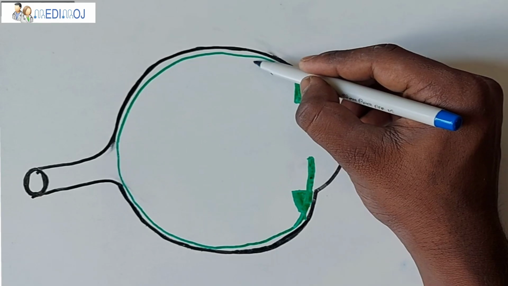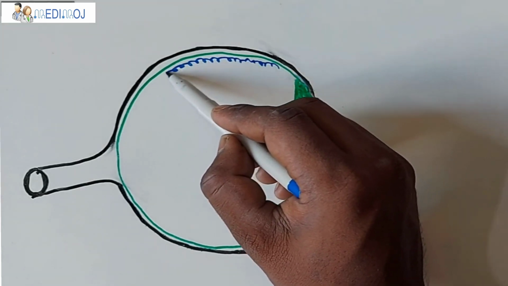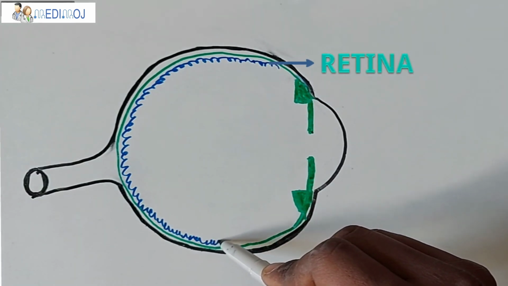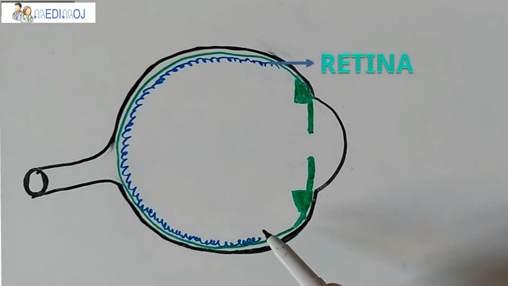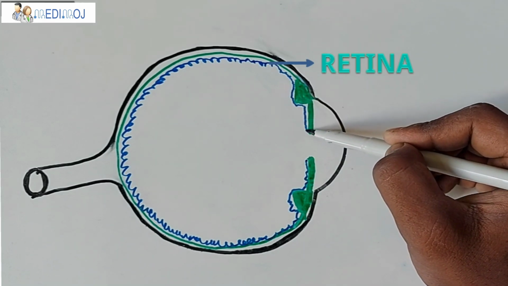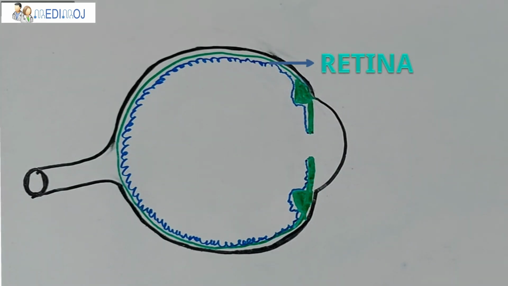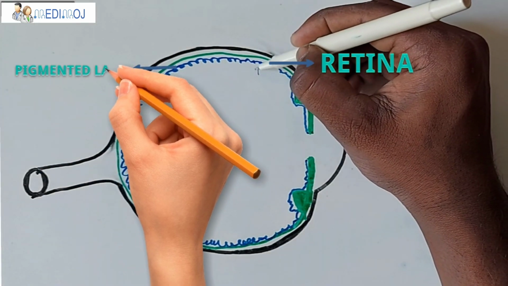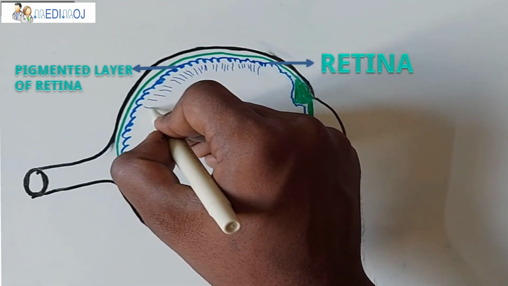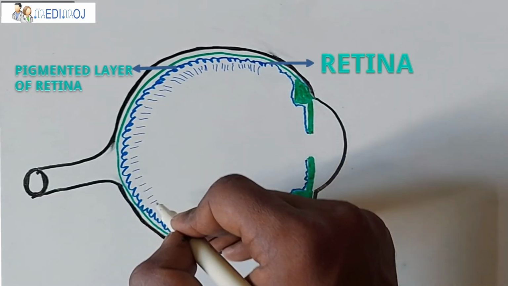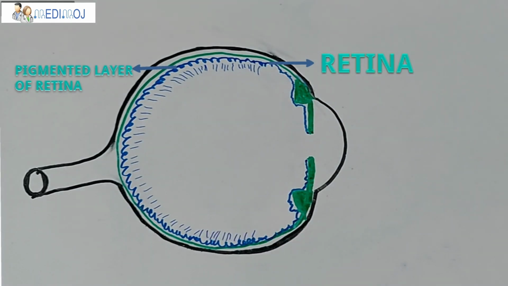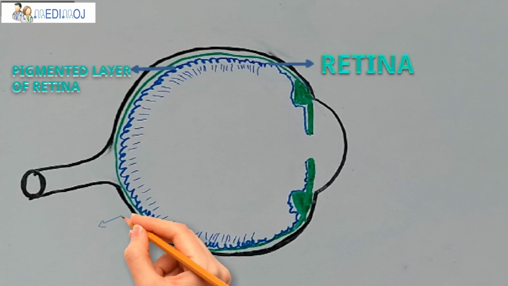Now the innermost layer, the third layer, the most important layer, is known as the retina. It is the innermost coat or layer. It has lots of rod and cone cells and a lot of nerves. It has two main parts. The outer part of the retina is very pigmented. It is also known as the pigmented layer, just because it is very pigmented. The other part is called the neural layer. As you can see, the first part here is pigmented, that's why we call it the pigmented layer. And the other part is the neural layer, and both layers are part of the retina.